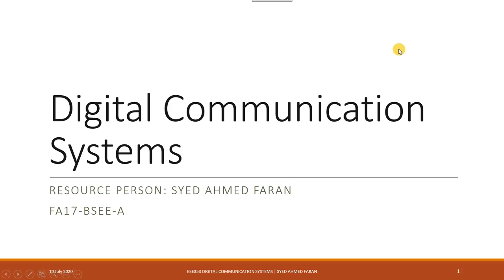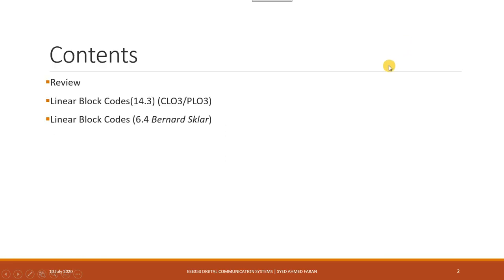Let us start the second lecture for this week. In the previous lecture, we discussed some introduction to block codes. Block codes belong to something called channel encoding or channel coding. The purpose of applying channel coding to our message is that we want our communication to be more reliable.